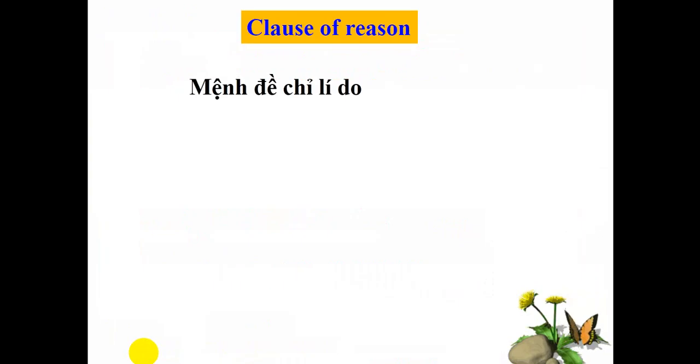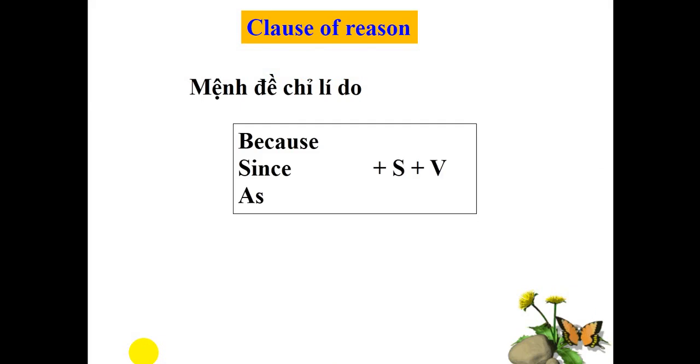Okay, so now the next one, we come to clause of reason. Bây giờ chúng ta sẽ đến với mệnh đề chỉ lý do. Như vậy chỉ lý do thì các bạn đã biết đó là gì đây? Because là bởi vì, hoặc là since, hoặc là as. Những cái từ này đều có nghĩa là bởi vì. Và theo sau những từ này các bạn đi với chủ ngữ động từ, tức là đi với mệnh đề. Ok, những từ này đều có nghĩa là bởi vì nha.